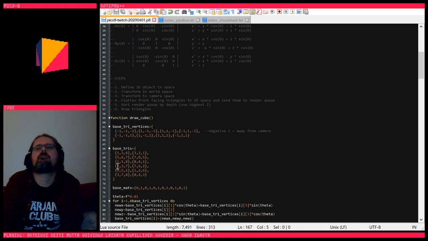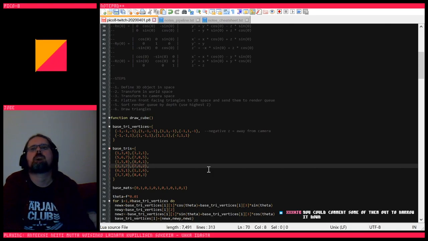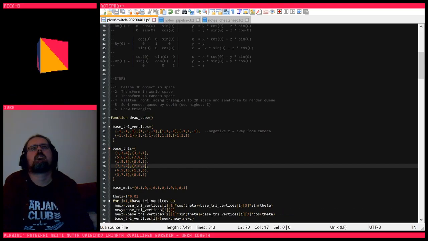That starts away from the camera and then it goes downwards and then it comes towards the camera. So I think, yeah, this is probably counterclockwise. Let's see. No, it's even worse.